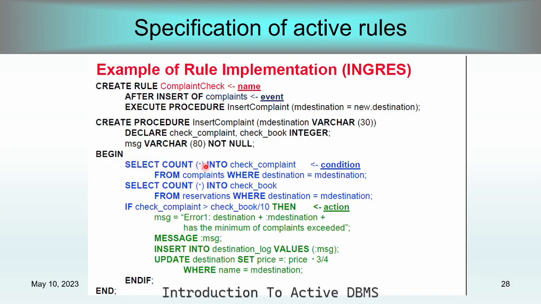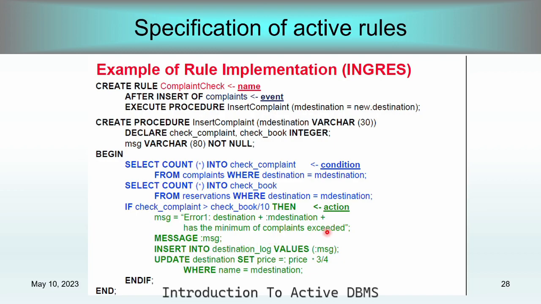Say, for example, I am counting the number of complaints from a certain table called complaints. Then I'm counting checkbook, and I'm doing it with the table reservation, and I'm going to check for a certain condition. Like, if check complaint is greater than checkbook divided by 10, then the then condition is the action part, which is giving me an error message that says the minimum number of complaints exceeded. So it is giving me an error, the message is passed.